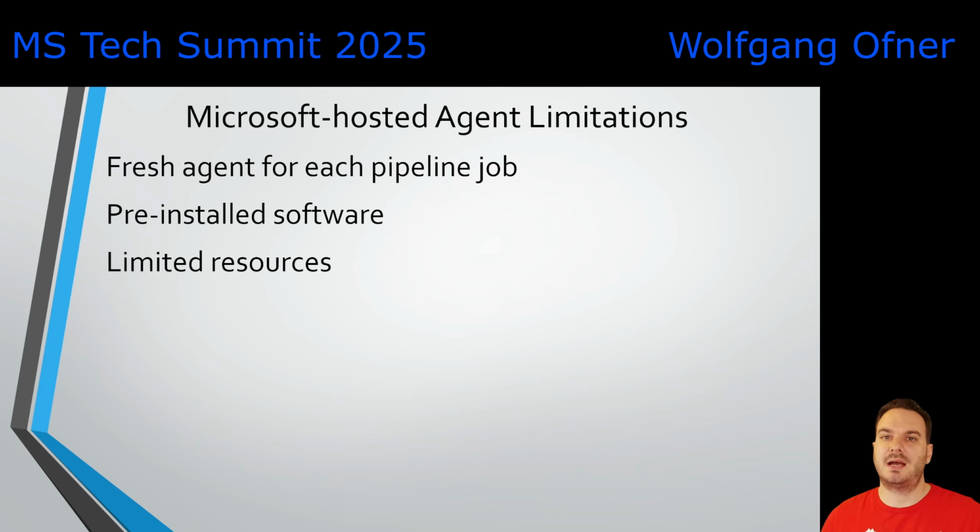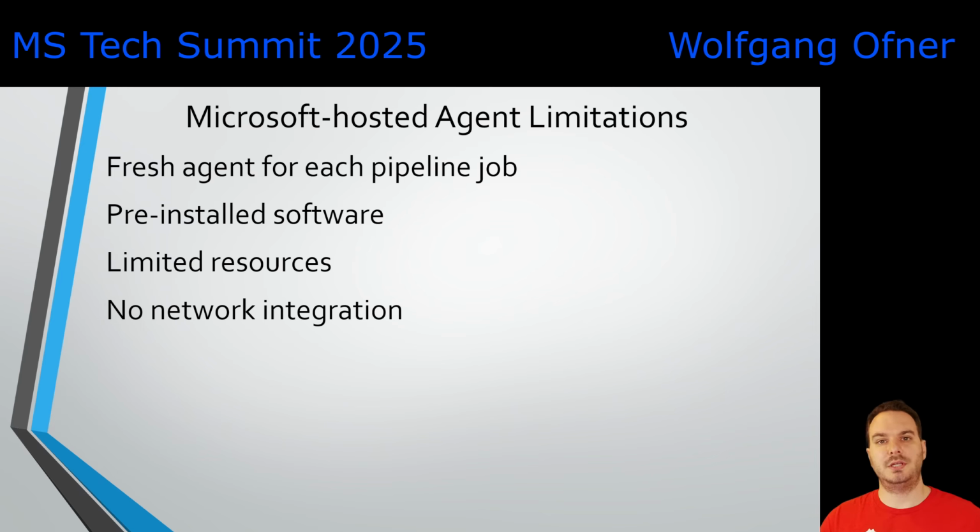Then also the agents come with very limited resources. Again, if you just want to get started with Azure DevOps, try something out, it's enough, but the agent comes with 2 CPU cores and 7 GB of RAM. It might be enough if you want to deploy software, for example, just execute some scripts. But if you want to build your software, it might be not enough.